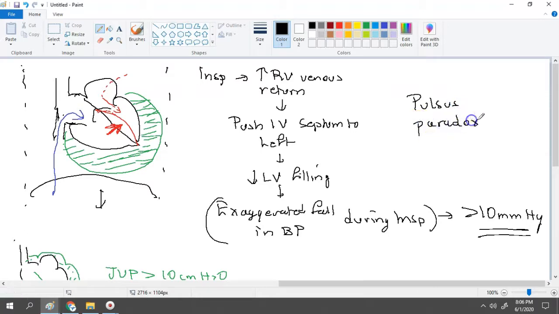Okay, Pulsus Paradoxus. Remember, it is a blood pressure finding. So when you're measuring the blood pressure and there is a difference of 10 millimeters between inspiration and expiration, that is what we call Pulsus Paradoxus, right? Pulsus Paradoxus is a very sensitive sign of cardiac tamponade.